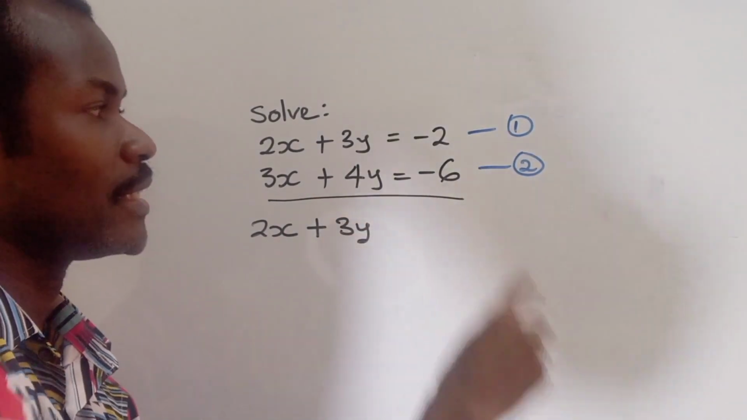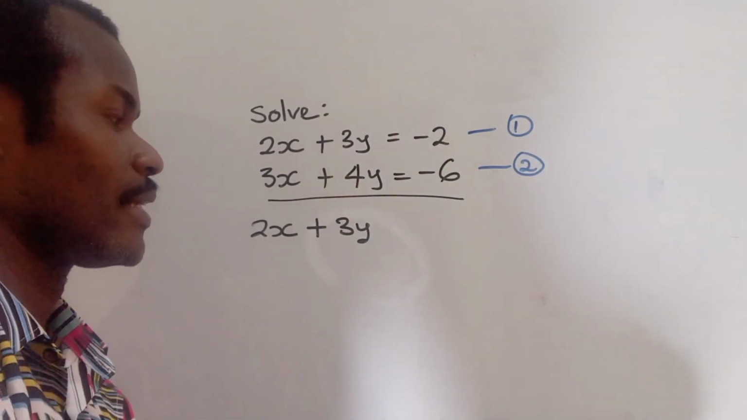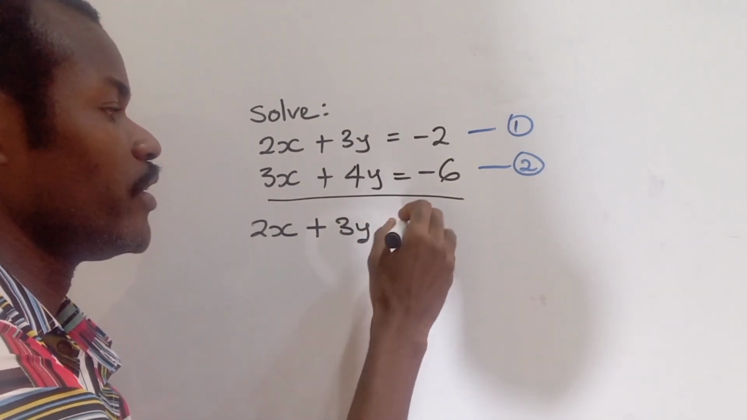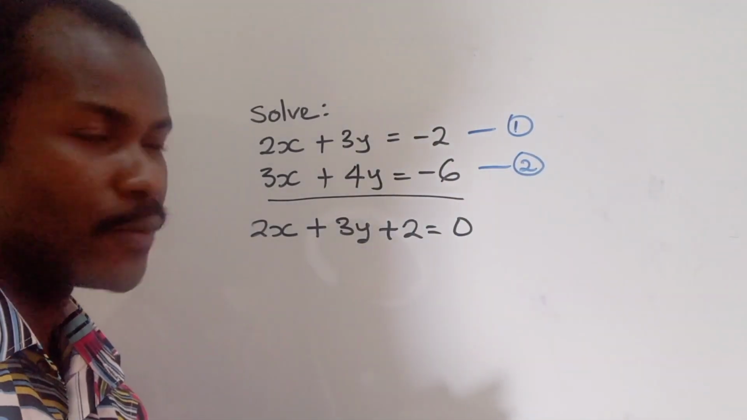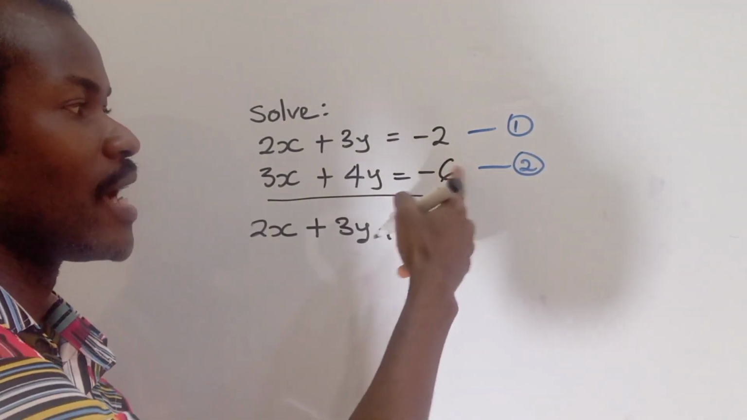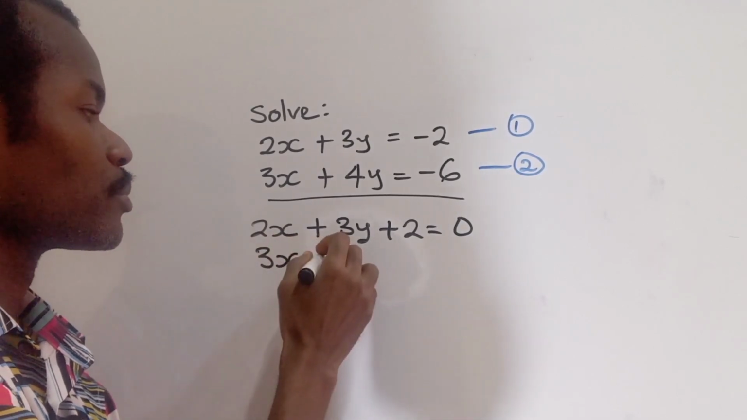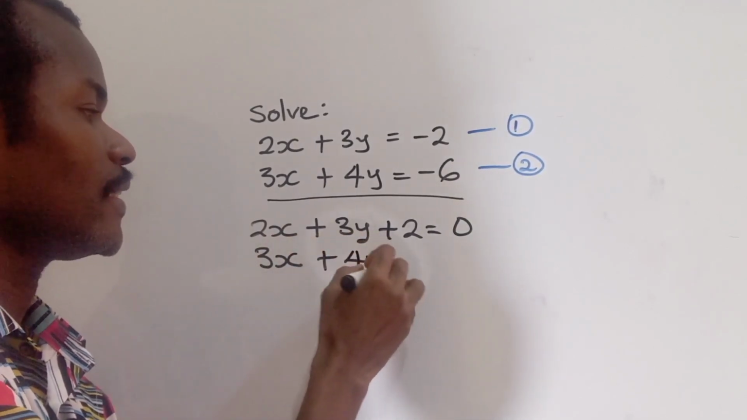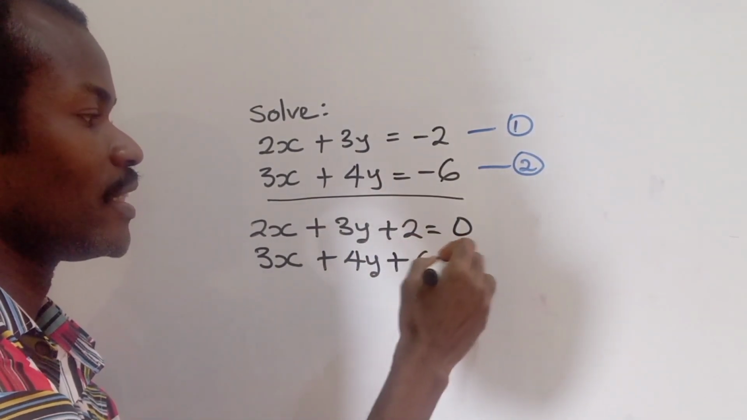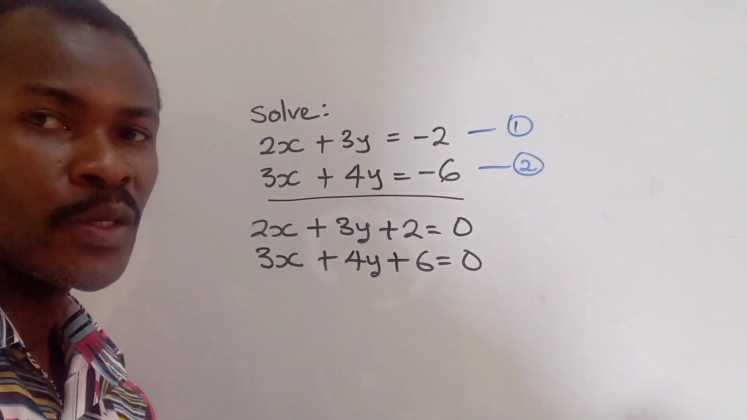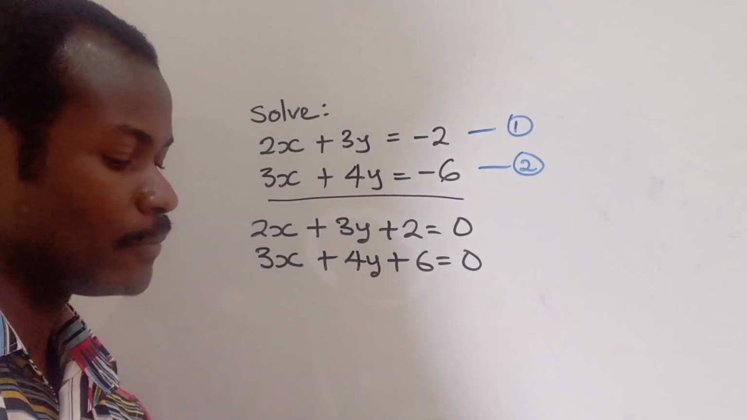Now, how would I make this 0? It means I'm going to add 2 to both sides. So if I add 2 here, okay, and add 2 here, so this side becomes 0. Now for this, we are going to add 6 here and add 6 here. So we are going to have 3x plus 4y. So if I add 6 here and add 6 here, okay, so you see that this side becomes 0. So you can see that the right hand side has become 0, alright?